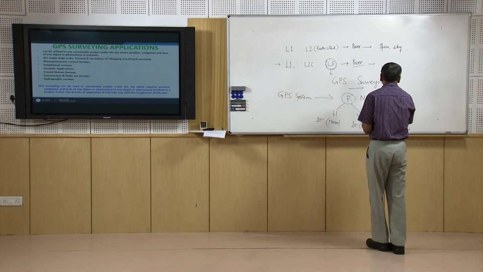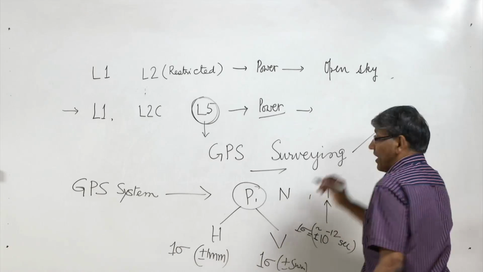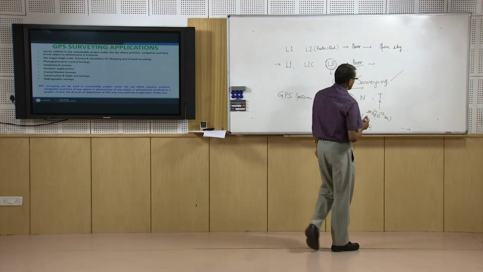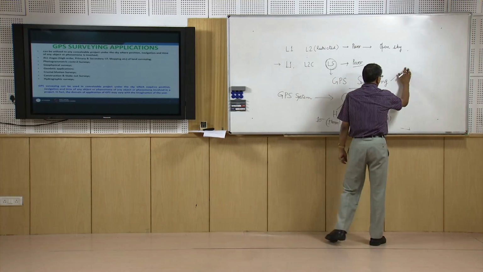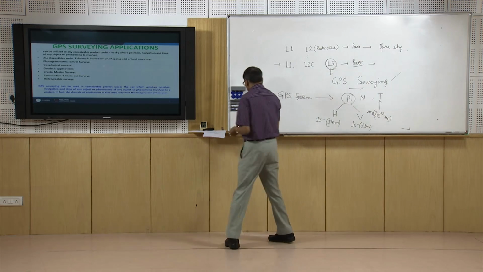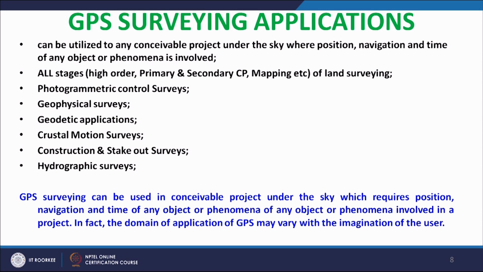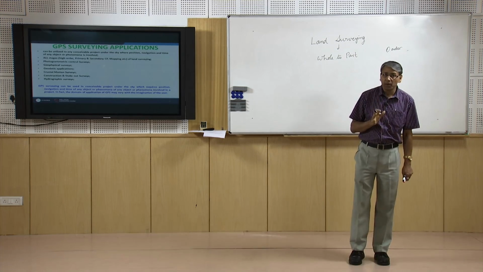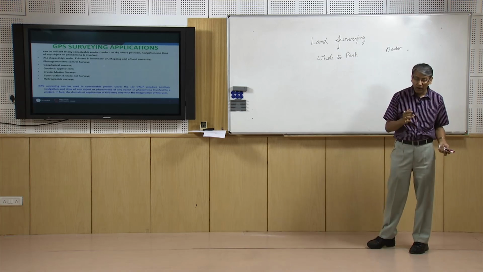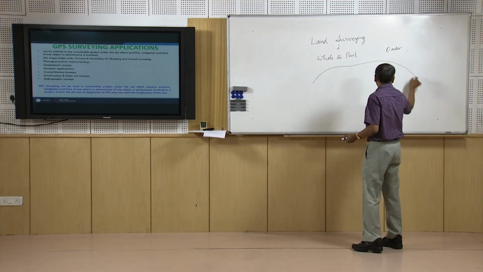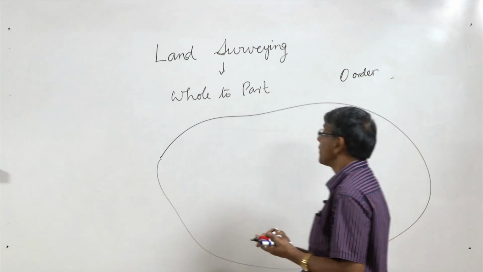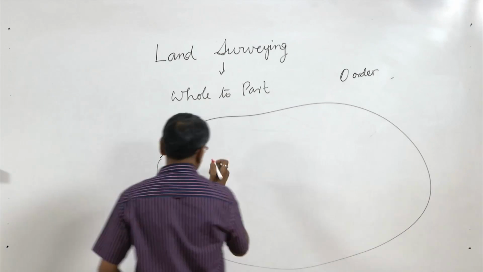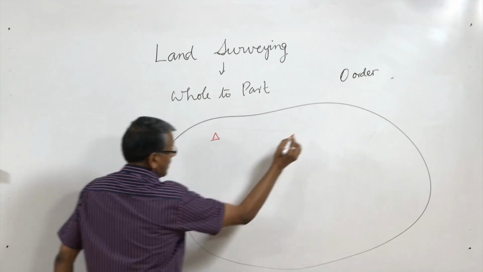Now regarding surveying, there are different types of surveying conducted by different communities. For the land surveyor community, GPS is being used for land surveying. One of the premier applications of GPS is land surveying. Now how do we carry out land surveying? The basic principle of land surveying is working from whole to part. Suppose there is a big area which we want to survey. To start with, we should first go for some very precisely measured control points.